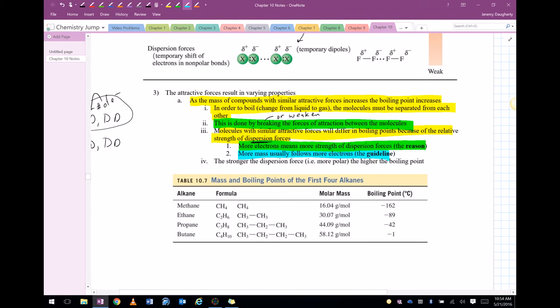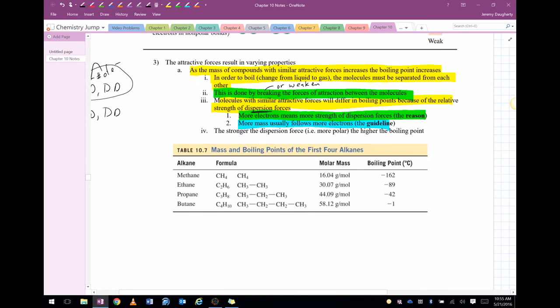But very important, it's not correct to say the greater the mass, the stronger the London dispersion force. That's not true. It's the greater the number of electrons, the stronger the London dispersion force. So again, making sure that you give the correct reason for the observation is important. So the stronger the dispersion force, the higher the boiling point.